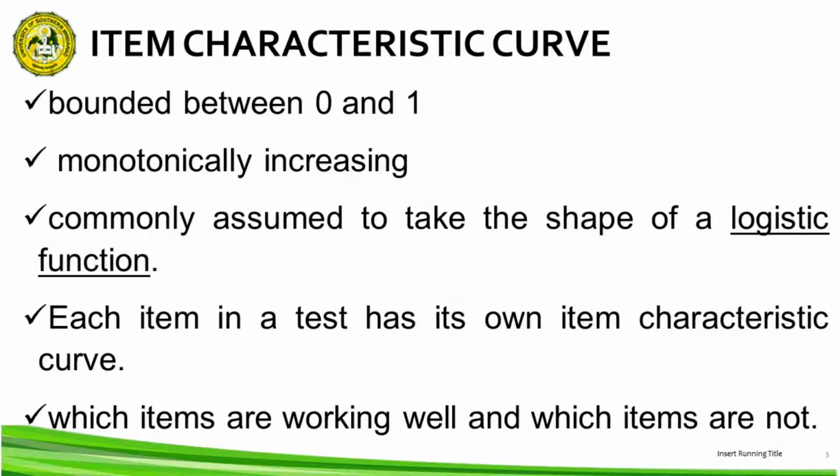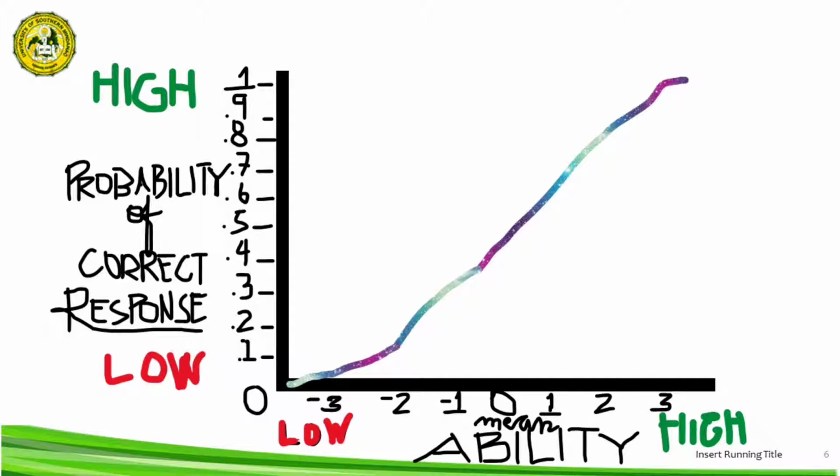So each item in a test has its own item characteristic curve. So here is an example of an item characteristic curve. On the x-axis, you can see the ability of the test taker, and 0 represents the mean. If it is negative, it means it is low or below the mean. If it is positive, it is high ability and it is above the mean. On the y-axis, you can see the probability of correct response that ranges from 0 to 1. That means it starts from 0, then 0.1, 0.2, up to 1.